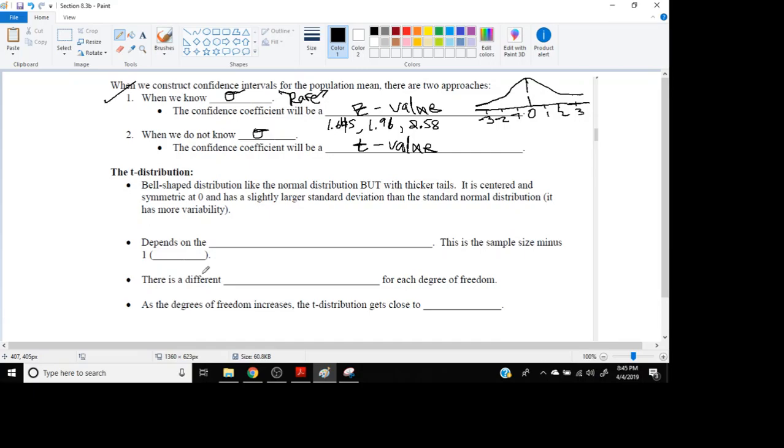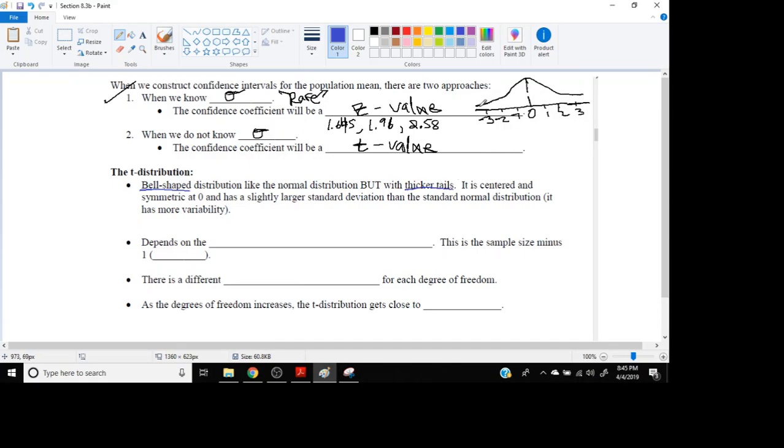So let's discuss some of the facts about the t distribution. For one, the t distribution is a bell-shaped distribution. It is still bell-shaped, just like the normal distribution. The difference is that it has thicker tails.